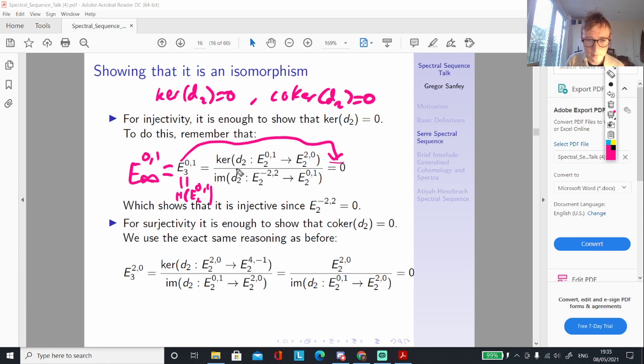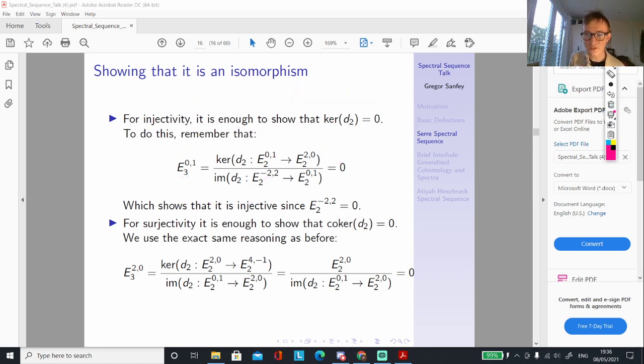And so what's this going to look like? Well, it's going to be the kernel of the map that we want, mod the image of this map. But because the Serre spectral sequence is what's called a first quadrant spectral sequence, which means that we can't have negative integers in the subscripts without it being trivial, this thing here is going to be 0. And so the image is equal to 0, because we're mapping from a trivial group. And so we've got the kernel mod 0 is equal to 0. So obviously that makes the kernel equal to 0. So that's good, we proved injectivity.